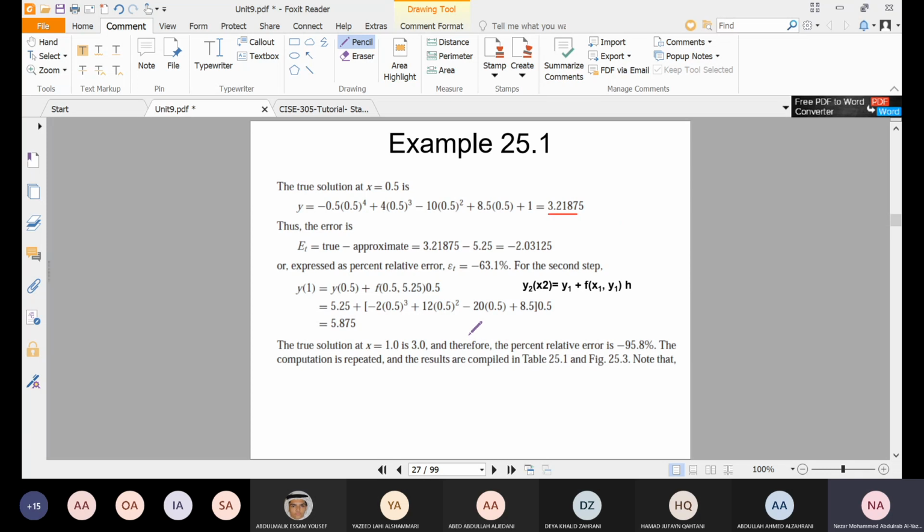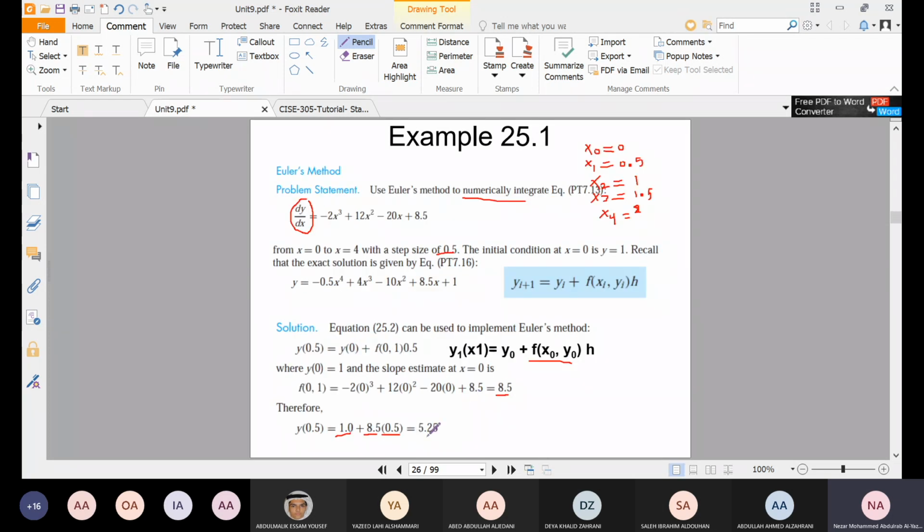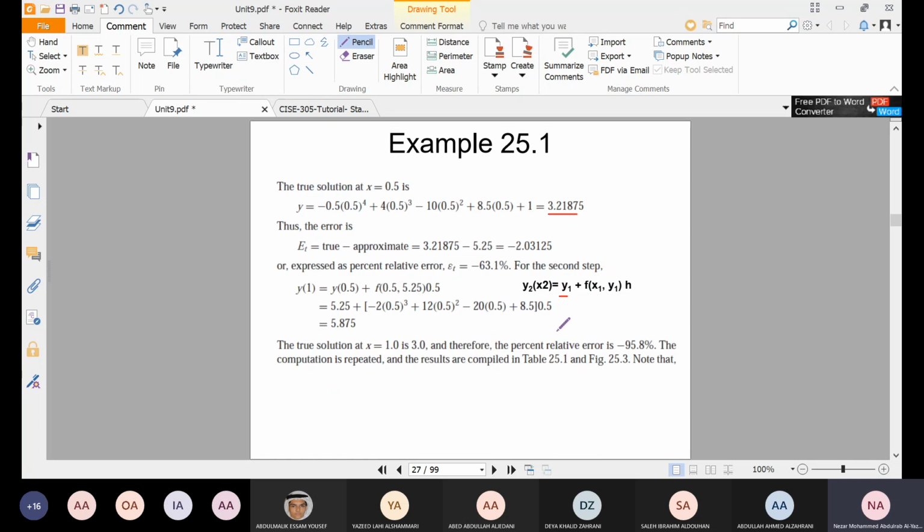To improve the estimation, we can use another step, the second step, where we have y2. So in our iteration, we have y1 if x1, y1 multiplied by h. We just substitute. Here y1 is given in the previous estimation. We already computed it. This is the value of y1, 5.25. This is the value that we computed.